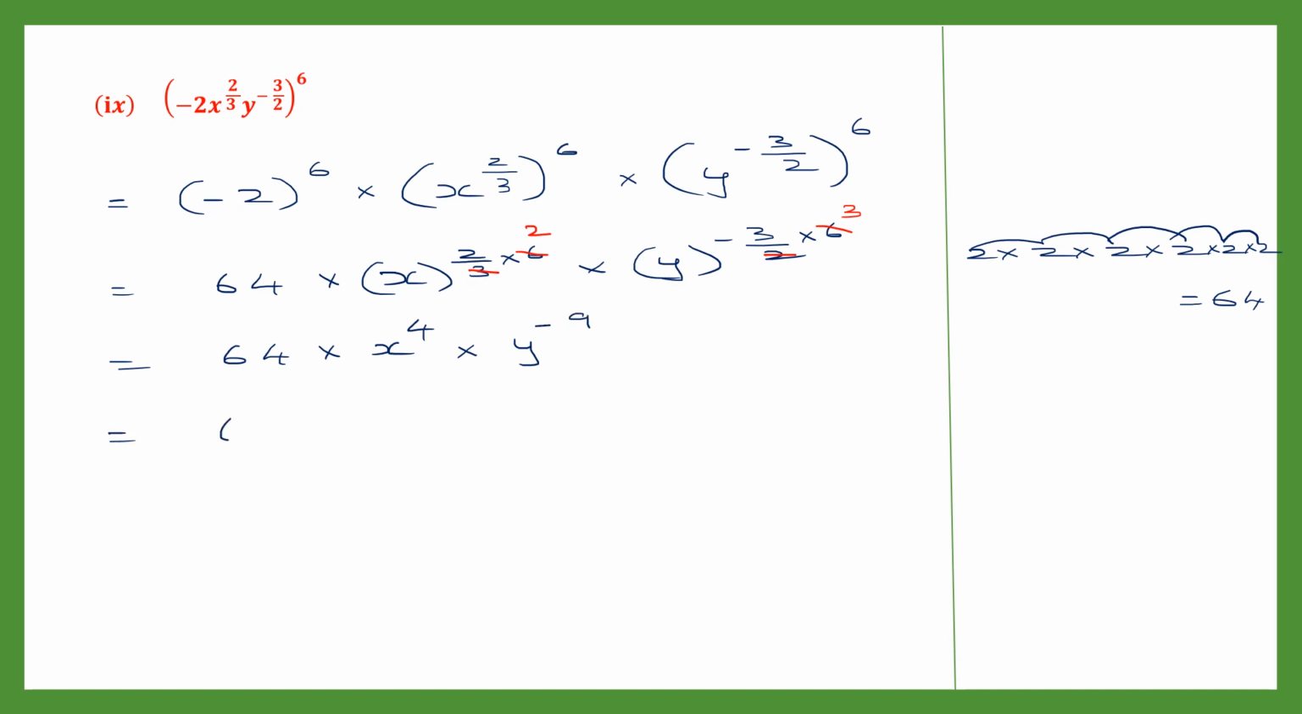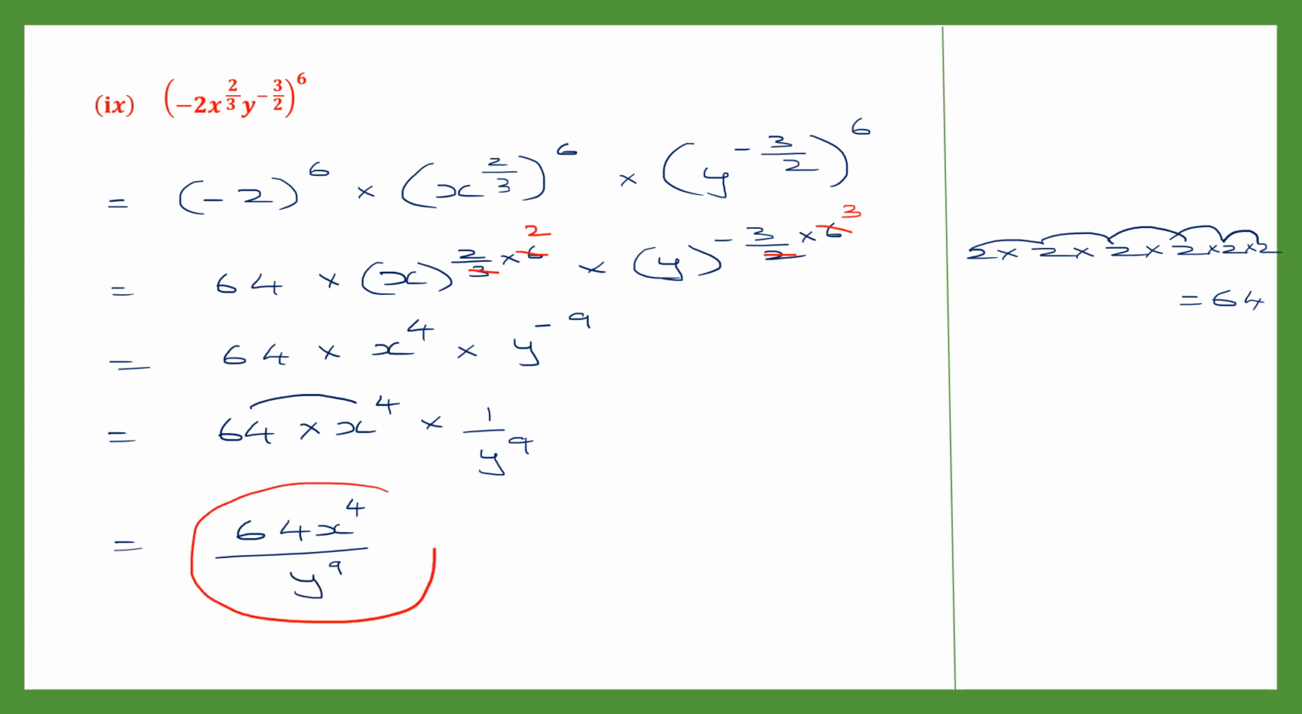So this is 64 into x to the power of 4 into, now y to the power of minus 9, so you can write the reciprocal 1 by y to the power of 9. So when you multiply the numerators, it's only these two. So that is 64 x to the power of 4, and in the denominator you have y to the power of 9. So this is our final answer.